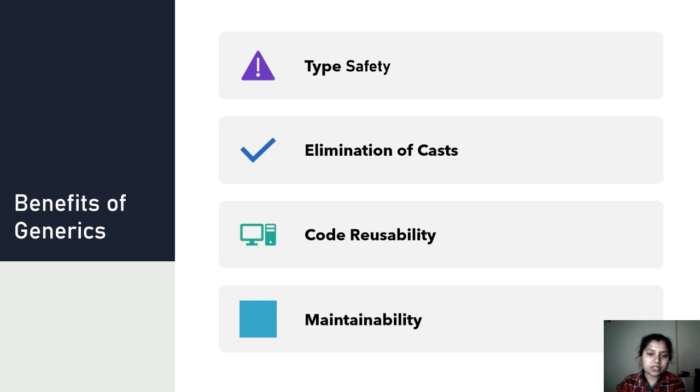Next are the benefits of generics. Type safety: during compile time, type checking reduces runtime errors. Next, elimination of casts: there is no need for explicit casting. This is one of the most important benefits. Code reusability: it creates generic algorithms that work with different data types. There is no need to rewrite the code again and again. Maintainability: it's easier to extend by adding new data types, and the centralized logic makes the code base simpler to manage.